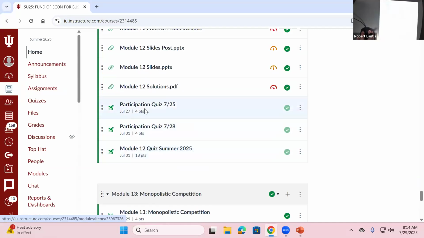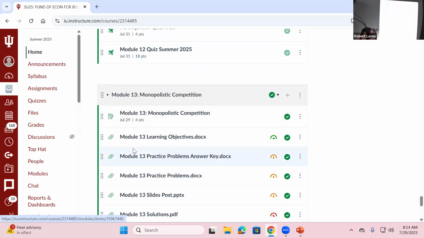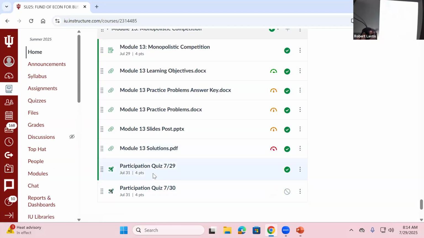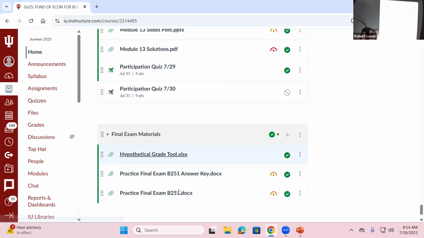You've got that module 12 quiz and the participation, sorry, actually, that one was from last week. The one participation quiz from Monday that'll be due at the end of the day Thursday. Same kind of thing with these two participation quizzes and the module 13 quiz, all due by the end of the day Thursday. And then Friday, we'll have that final exam.